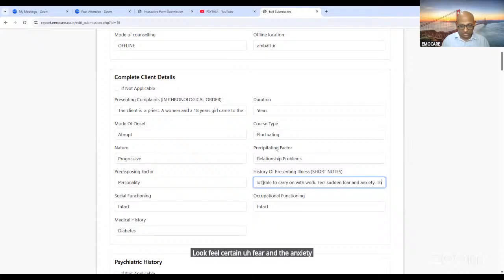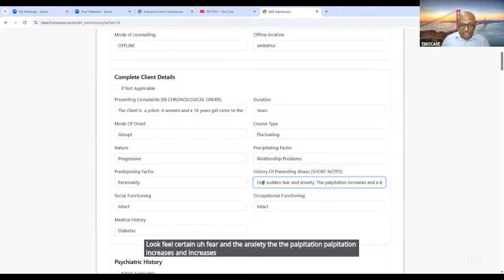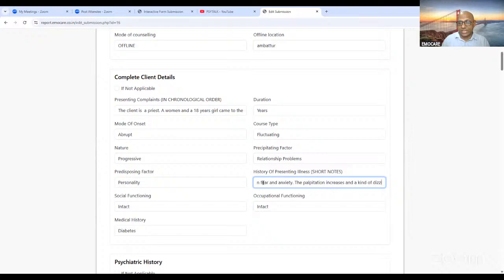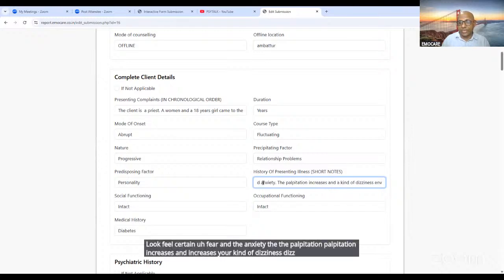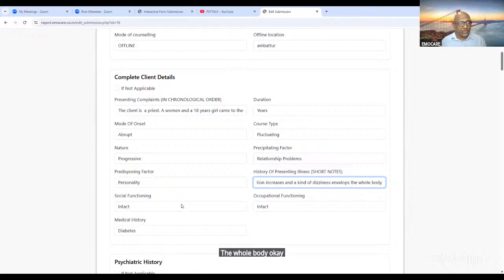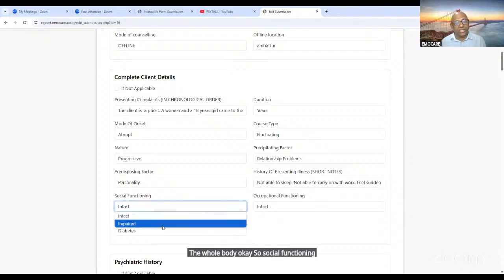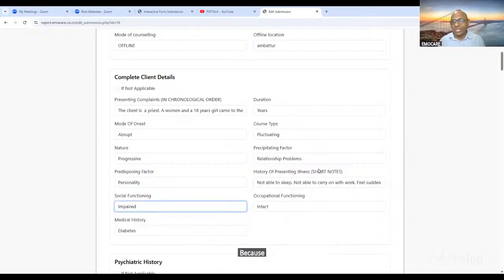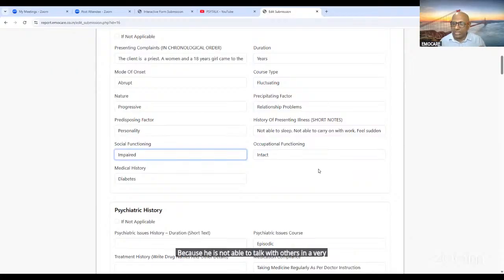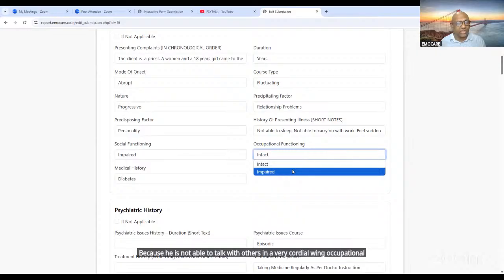The palpitation increases, and a kind of dizziness envelops the whole body. Okay, so social functioning, it is impaired, because he is not able to talk with others in a very cordial way. Occupational functioning impaired.